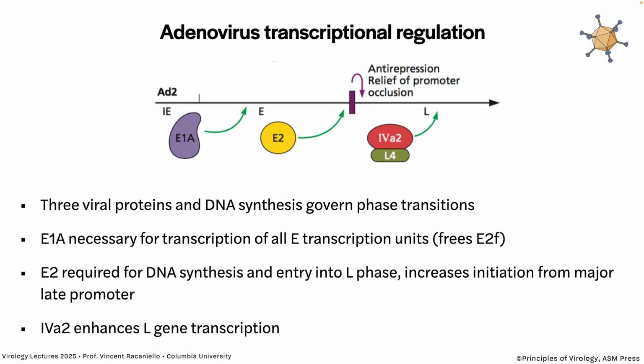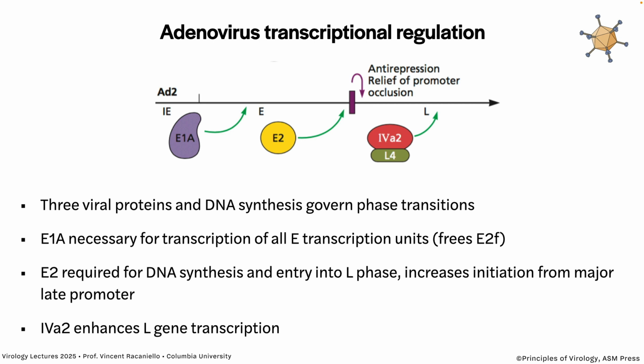Now, getting a little more complicated, adenovirus, a longer genome, linear double-stranded DNA. And there are 3 viral proteins and DNA synthesis that govern the regulation in a way that we've been talking about. So when the genome first gets in, it is transcribed. The immediate early promoter is transcribed here. And one of the products is E1A protein, this protein that looks like an eggplant there. And E1A is necessary for transcription of the early genes. So the early genes don't get transcribed unless E1A, an immediate early protein, is made.